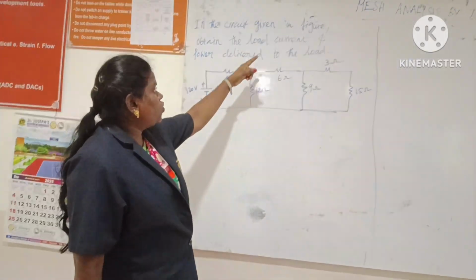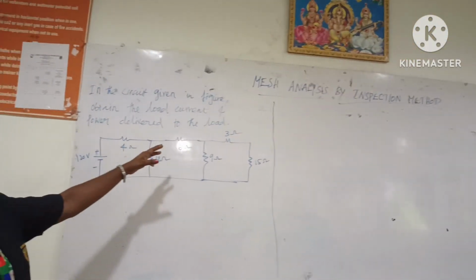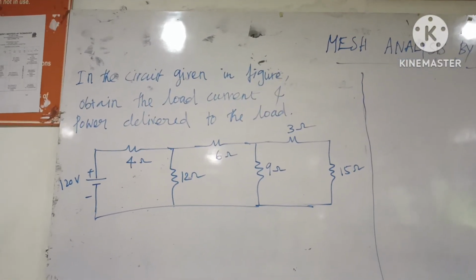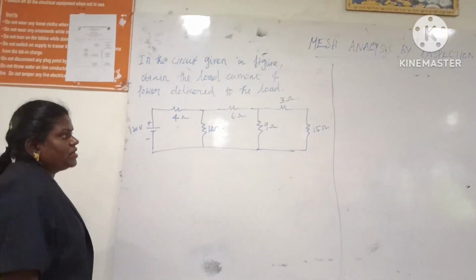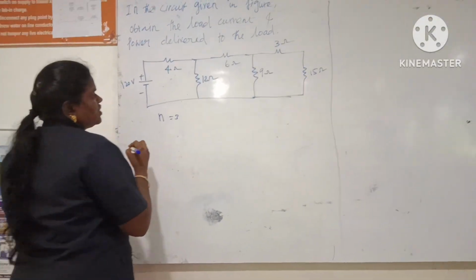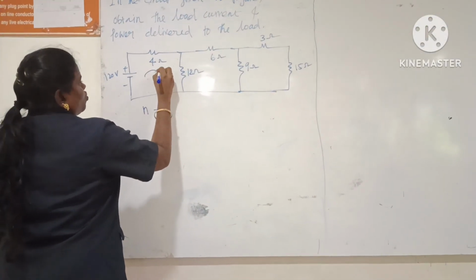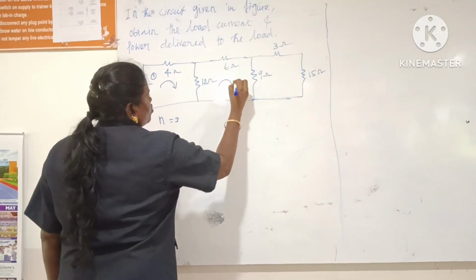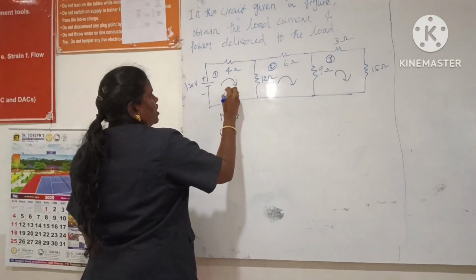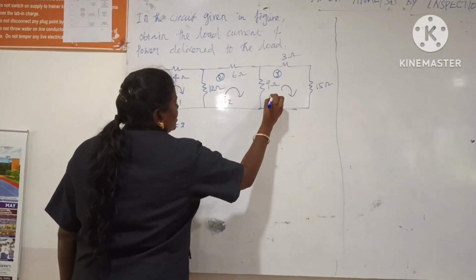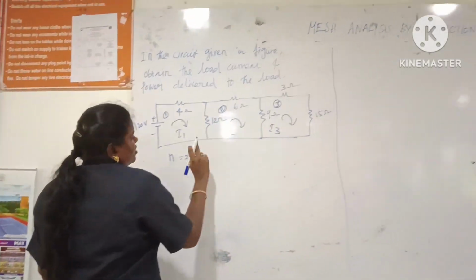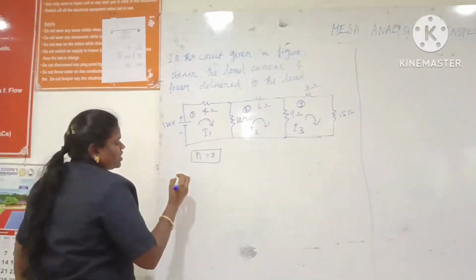Next, obtain the load current and find the power delivered to the load for the circuit shown in the figure. So you have to find the mesh currents from this circuit. First find the number of loops in the circuit. So 3 loops, loop 1, loop 2 and loop 3. You have to put I1, I2 and I3, 3 currents. All the current loop directions are clockwise. So n is equal to 3.